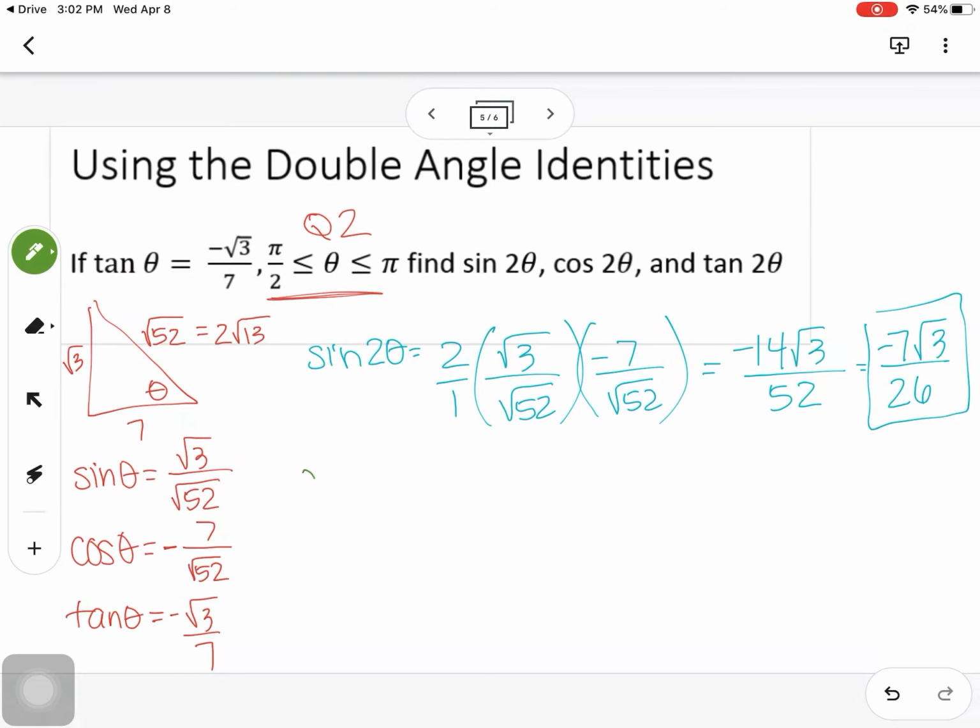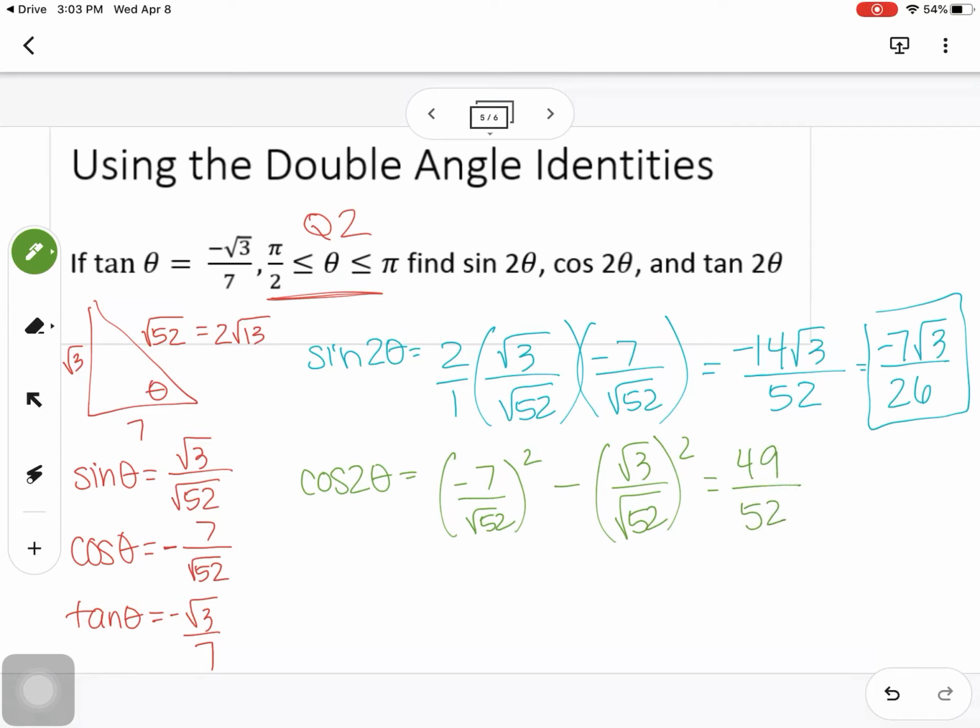Okay, for cosine, we're going to do cosine squared, so negative 7 over root 52 squared minus sine squared, root 3 over root 52 squared. Negative 7 squared is positive 49. Root 52 squared is just 52. Minus root 3 squared is just 3. Root 52, oopsies, becomes just regular 52 when you square it.